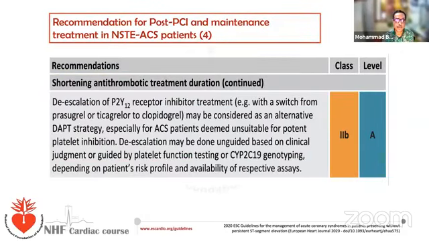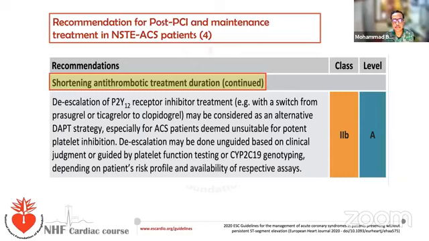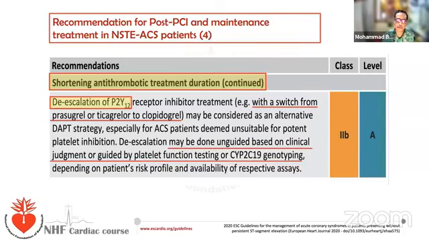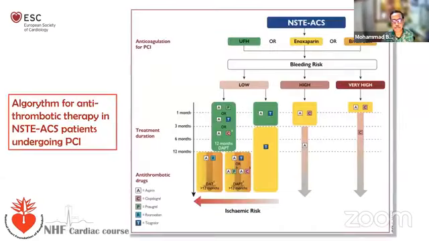Sometimes we need to de-escalate the P2Y12 receptor inhibitor, for example, switching from prasugrel or ticagrelor to clopidogrel. In that case, this de-escalation may be done unguided, based on clinical judgment, or guided by platelet function testing. This is in summary. I just want to mention here, first of all, anticoagulation for PCI: unfractionated heparin is class 1, enoxaparin class 2, and bivalirudin class 2B.